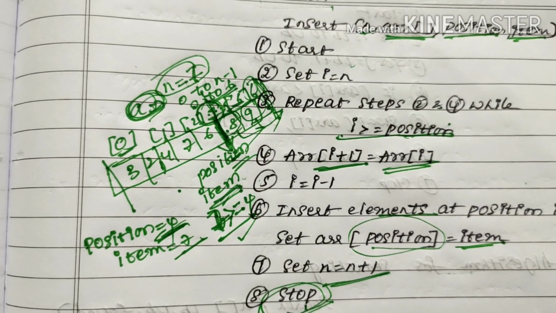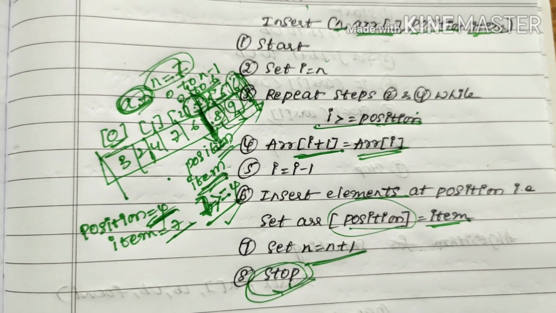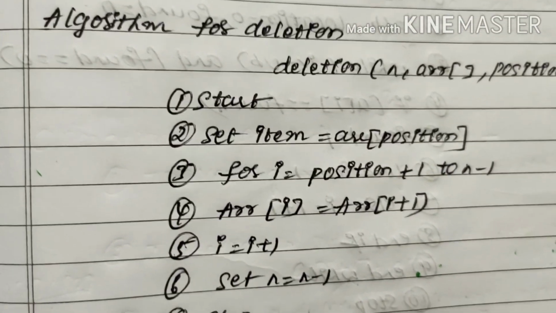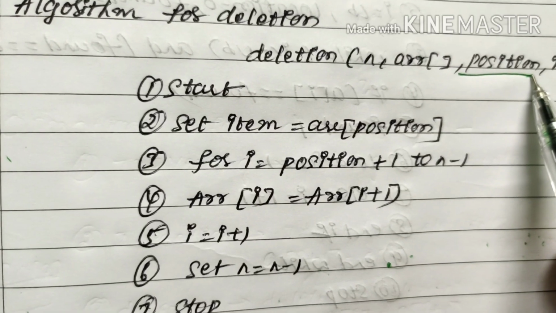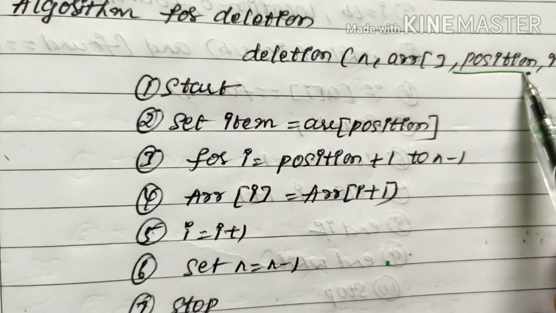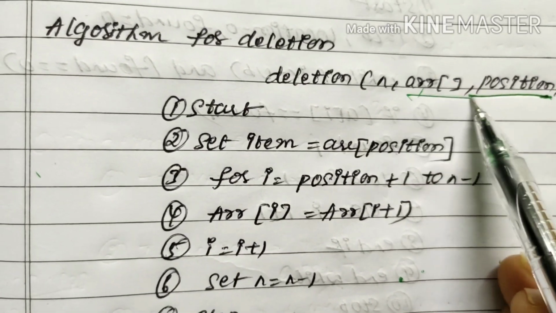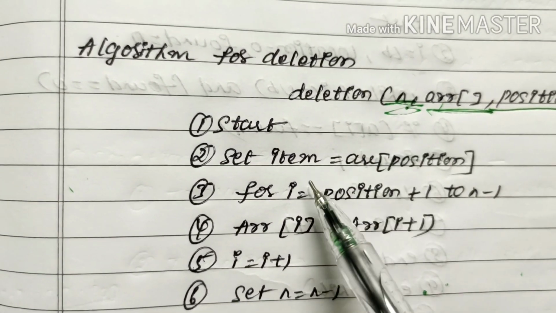Similarly, deletion is also performed, with just simple modifications. Algorithm for deletion: in deletion also we have to note the position, at which position the deletion should be performed, which item is to be deleted, the array should be given, and the index of the array should be specified.